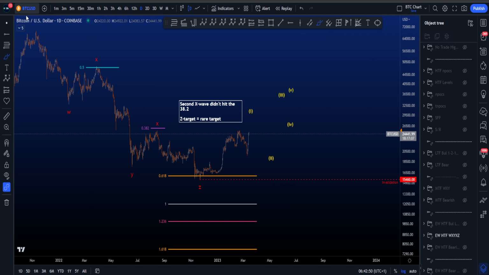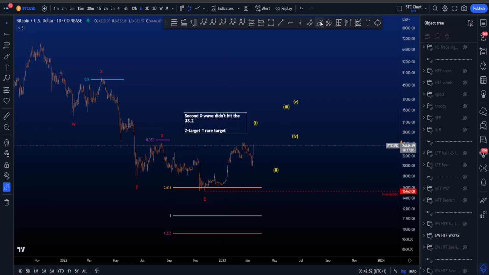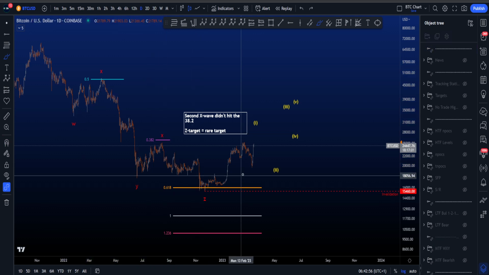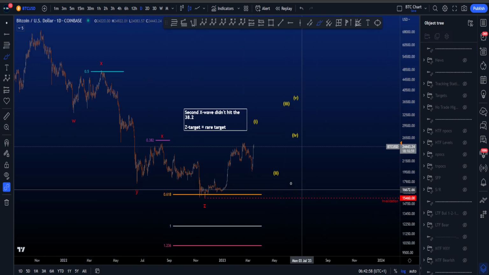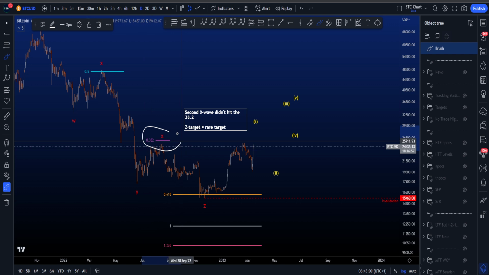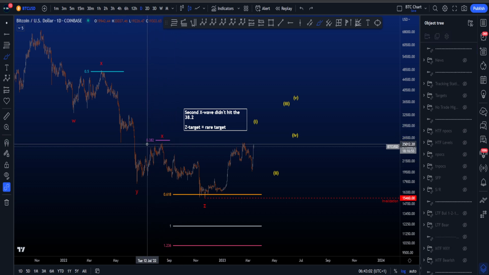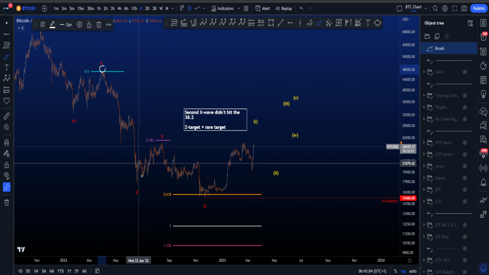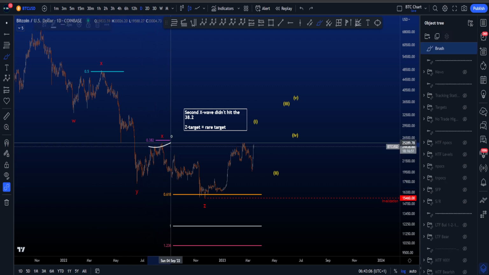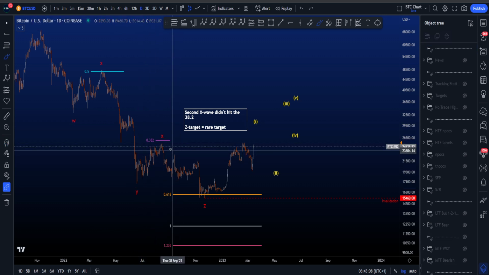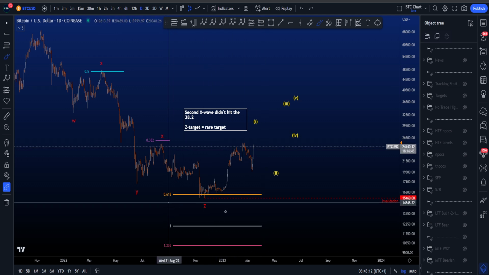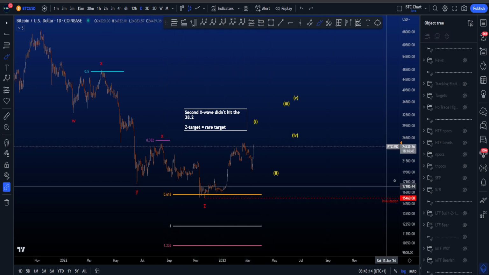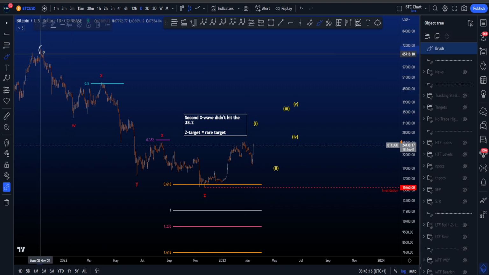Now the more bullish scenario is this scenario over here, where this is a WXY XZ. However, there's two reasons that I don't like this. The first one, the second wave X did not hit the 0.382 Fibonacci taken from the high of X to the low of Y. Usually this is a minimum target, so it is actually quite rare for X not to hit.